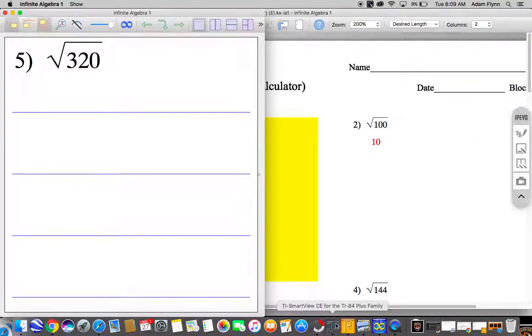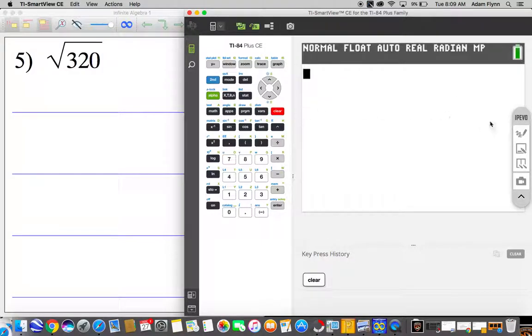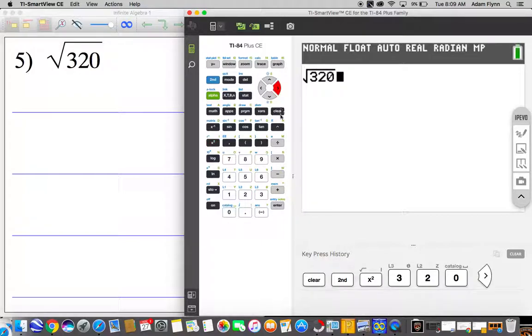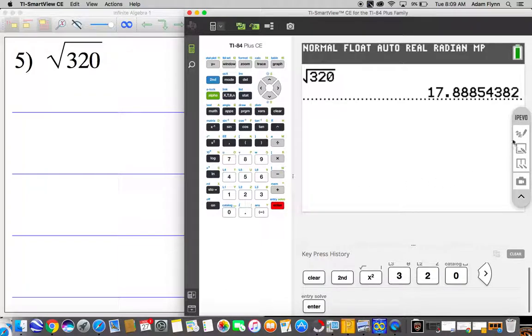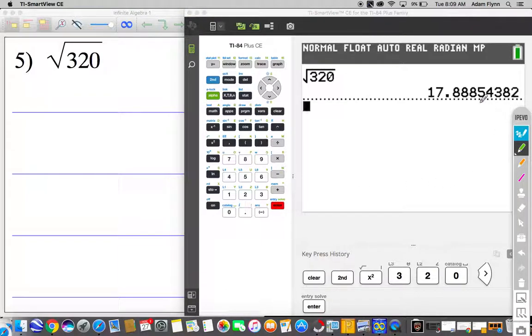Number 5, square root of 320. So I will hit second, x squared to activate my square root, 320. Hit enter, and we get 17.888. Because this is larger than 4, that means I need to round up in my hundredths place. So the square root of 320 is going to be approximately 17.89. On to the next one.